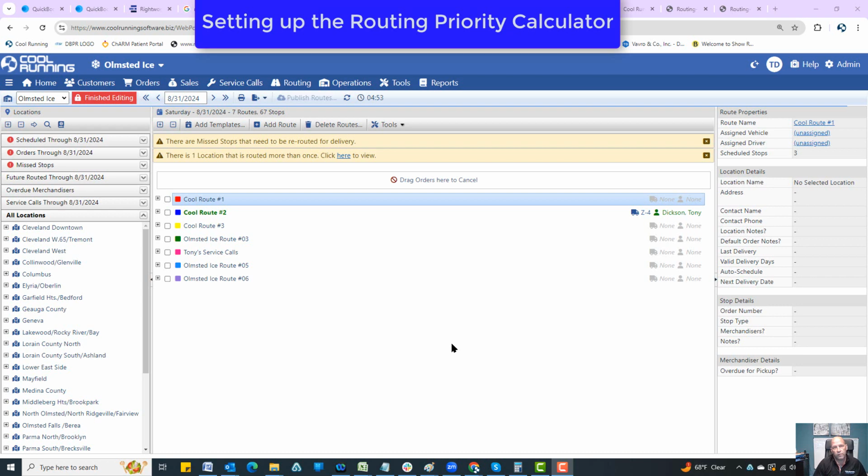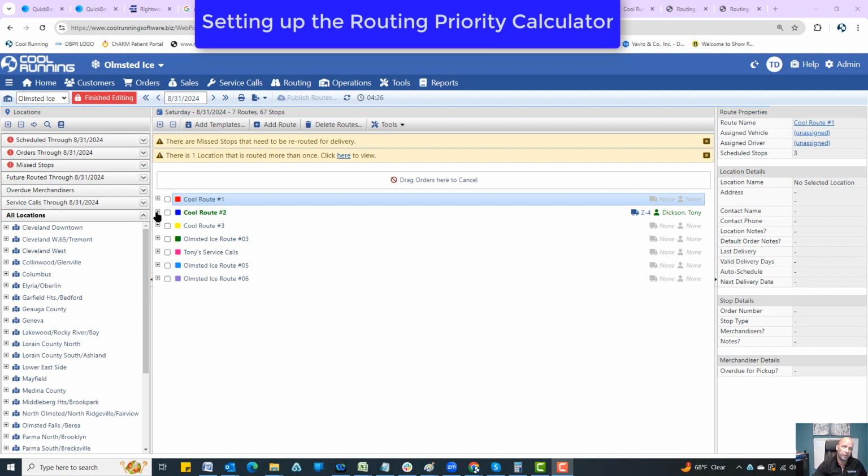This video is to discuss the routing priority calculator. What the routing priority calculator does is take a look at sales history from a certain period of time and look at the amount of volume of product that a customer moves. And then you can assign, based on different tiers of movement of product or volume, what level of customer they are, between 1 and 10.